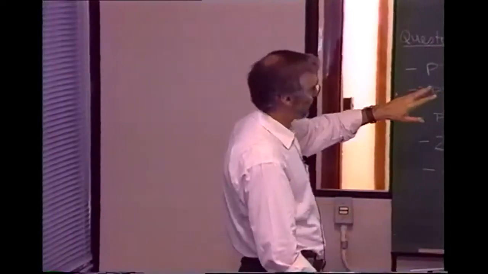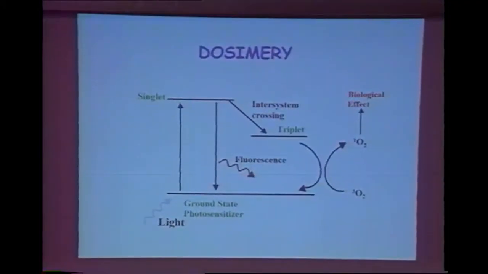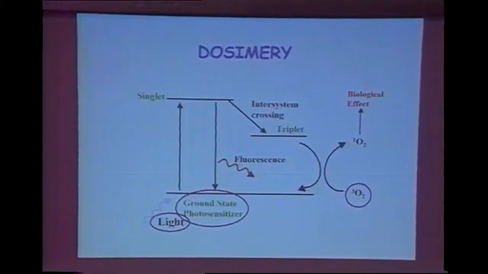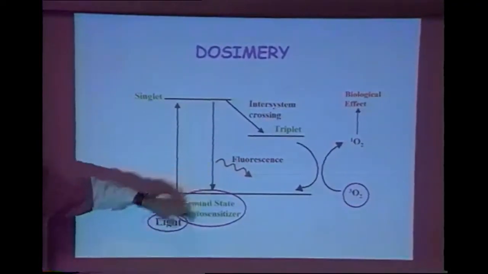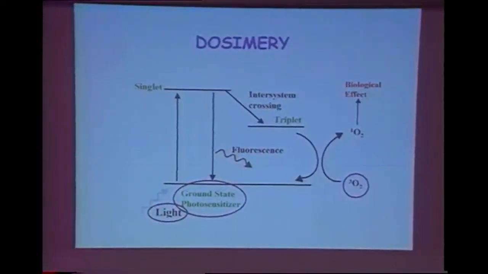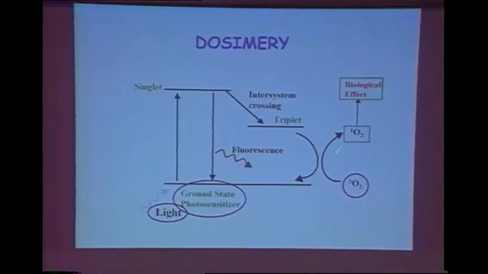A few words about dosimetry. I showed you yesterday the energy diagram, and one way to do dosimetry is that you measure each of these, the light, the sensitizer, and the oxygen, and you try to combine the measurements into a prediction. Although you cannot measure the oxygen directly.